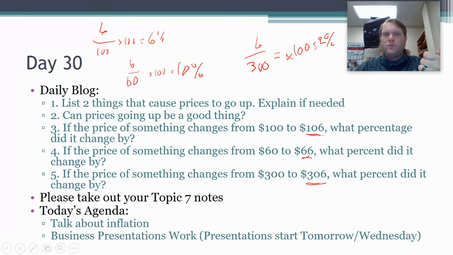Okay, so hopefully you listed some things that can cause prices to go up. Real simple. We have a decrease in supply of stuff. We have an increase in demand for stuff. If you threw in the government printing more money, that's pretty good too. Okay, so we're going to talk about these. I'm going to respect your time. I'm going to go fast. Don't be afraid to pause the video to write stuff down.